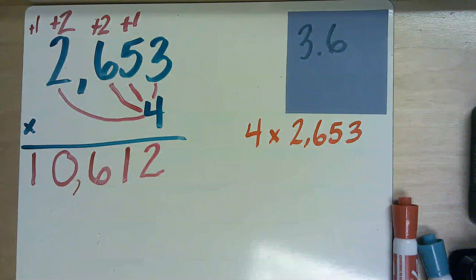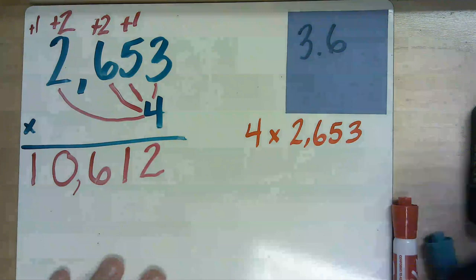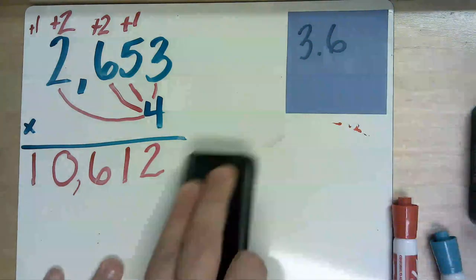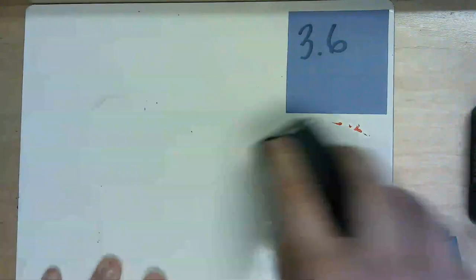Again, this is called our standard algorithm. It's the way that we just go through place value by place value to multiply together. All right. Well, I'm going to go ahead and erase this, and I'm going to have you try one on your own completely, and then we'll come back together and see how we would solve it.